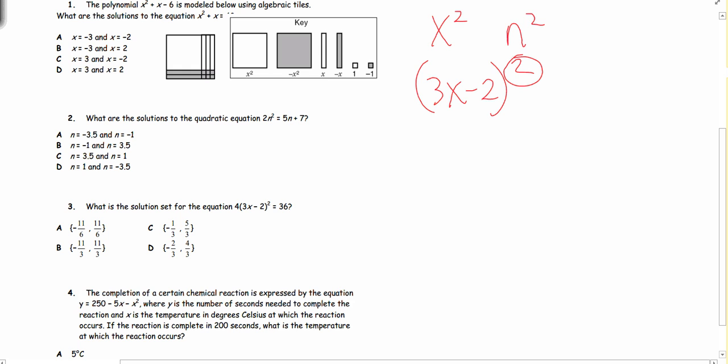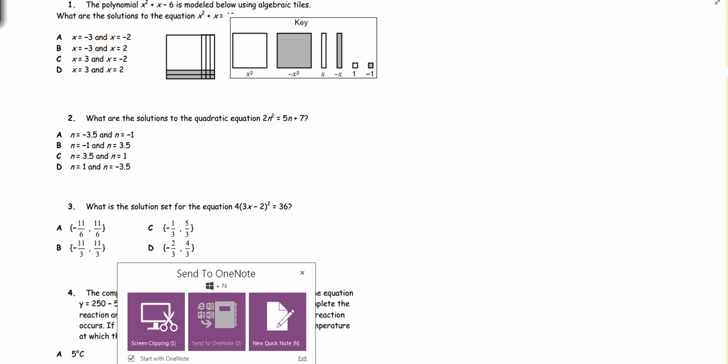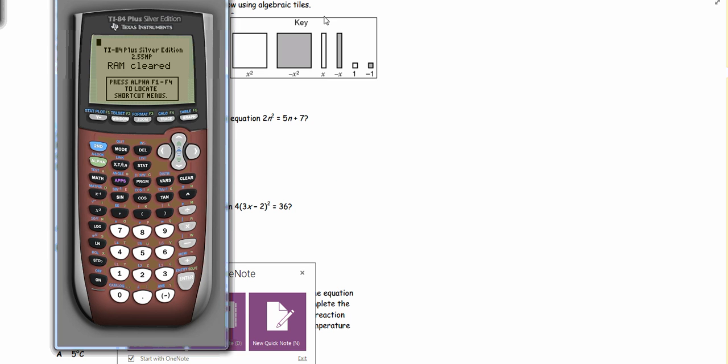So we're going to strictly just stick with a calculator on this, and we're going to see if we can make some sense out of this. So let's jump right into it. I have a calculator up here, and we'll move it out of the way so we can see our problem.